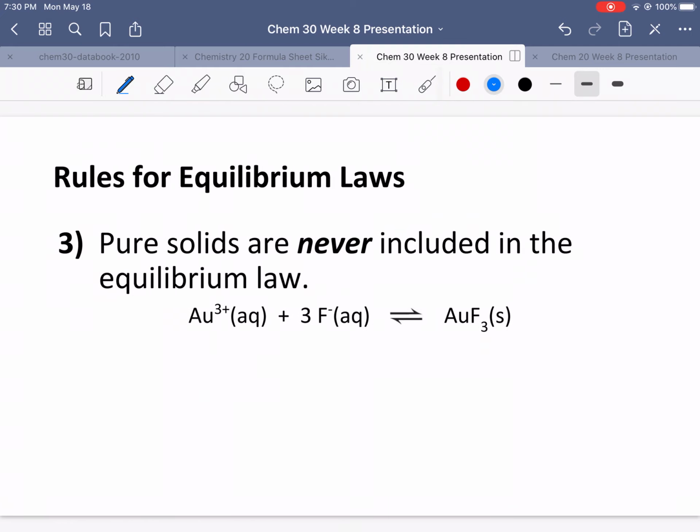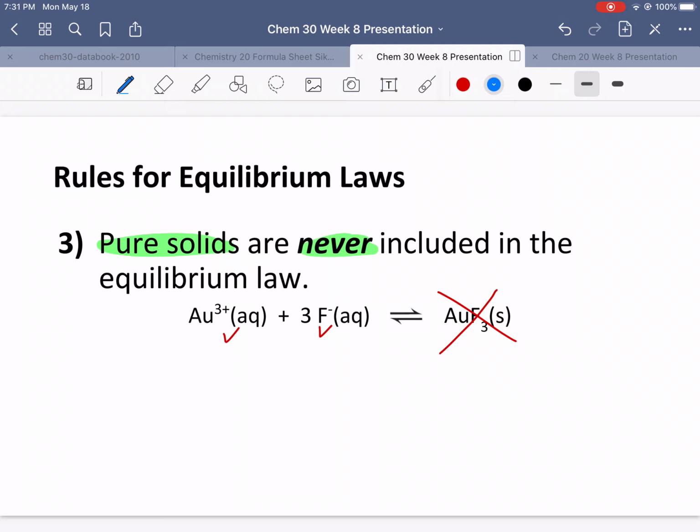Let's go to the third one. In this one, pure solids are never included. Leave them out. So literally, if you examine this and we see gold ion, yes, that'll be included. We see fluorine ion, yep, fluoride will be included. And then we see gold fluoride solid. Nope, literally, leave it out, not a part of it. Like I said, few rules to memorize, guys.